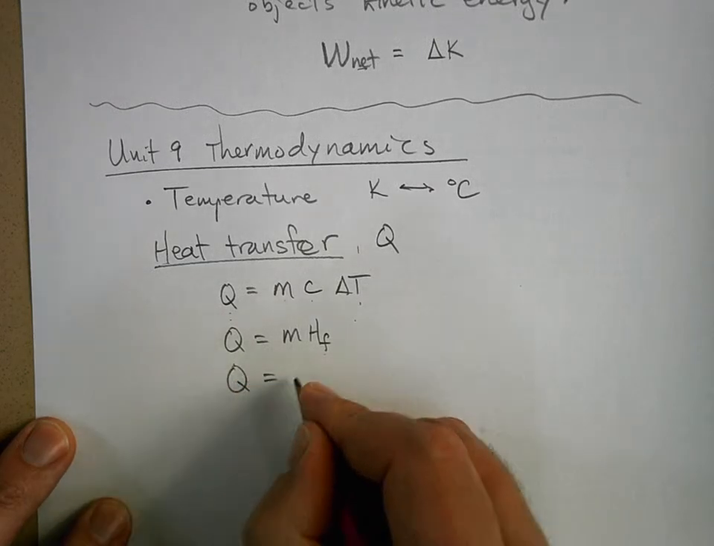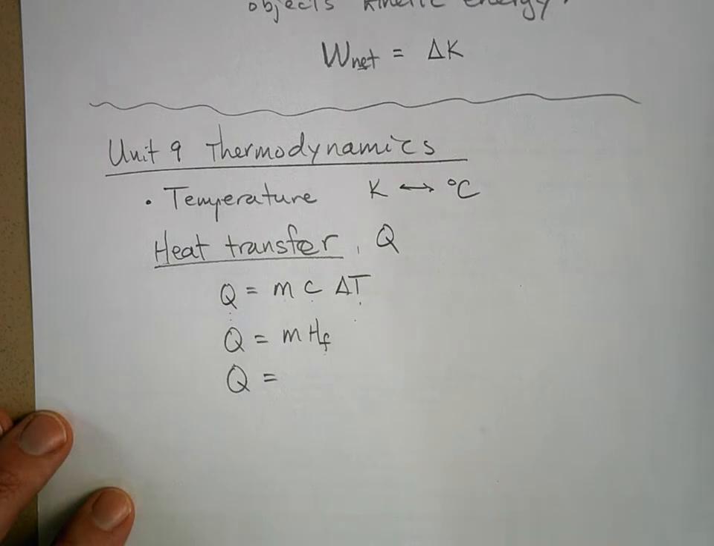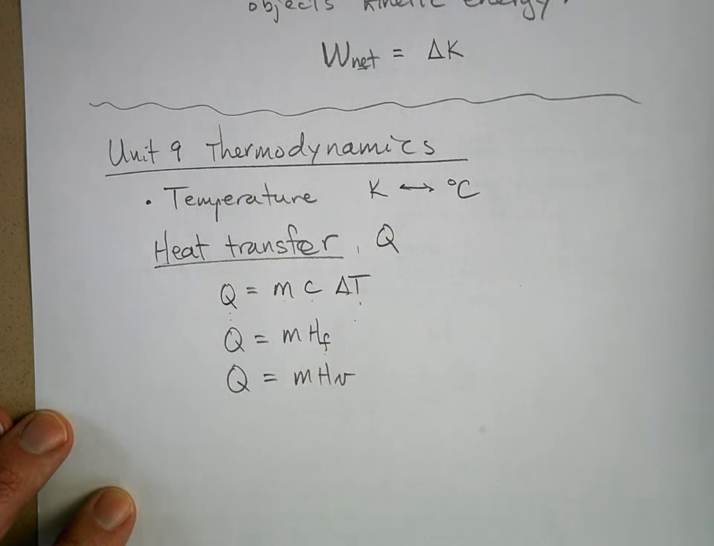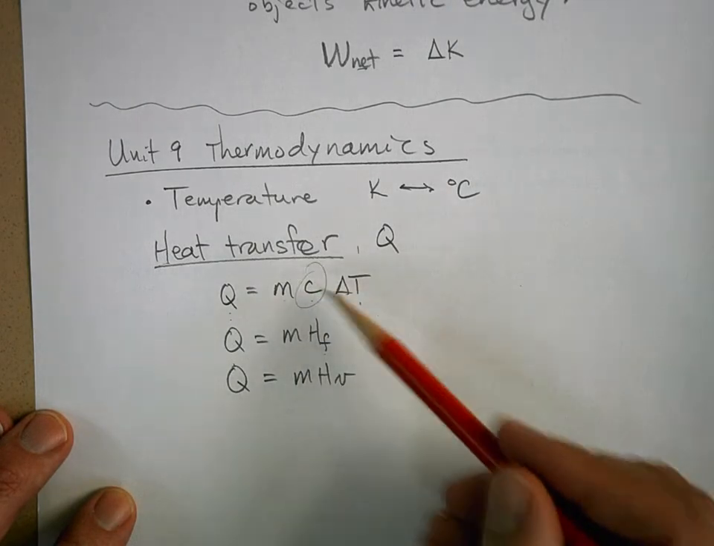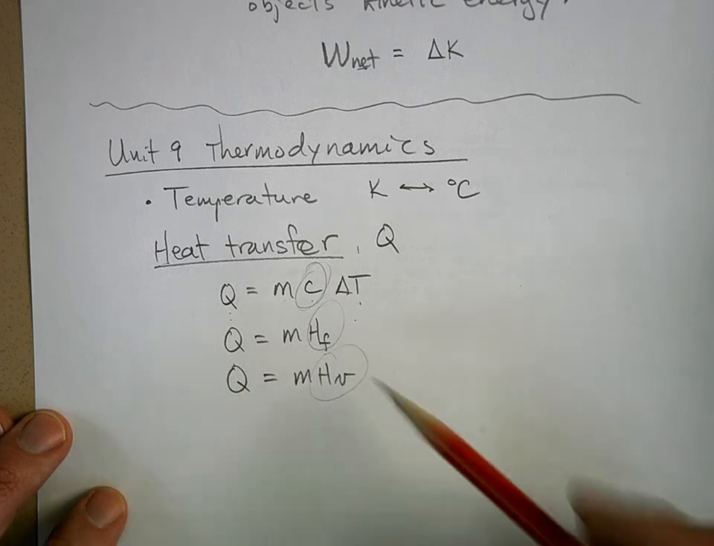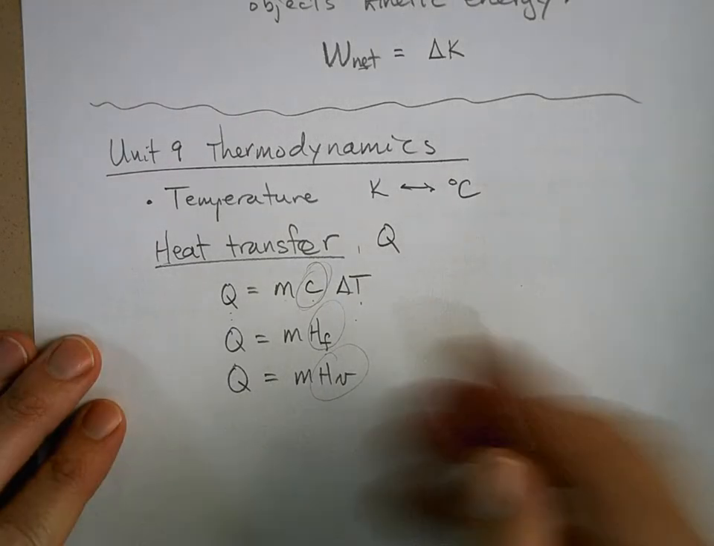If I want to vaporize a material, that is, I want to boil it away, turn it from a liquid to a vapor, you have to use the heat of vaporization. Now, don't worry about memorizing specific heat capacity, heat of fusion, heat of vaporization. I'll give you a little table that has all of those things on it. And so make sure you understand what these things are.